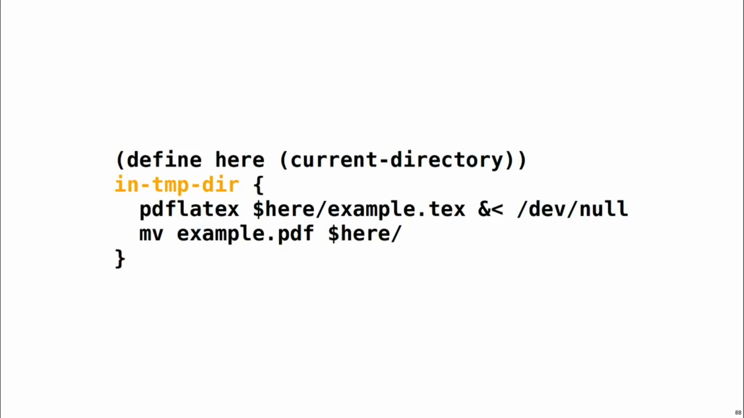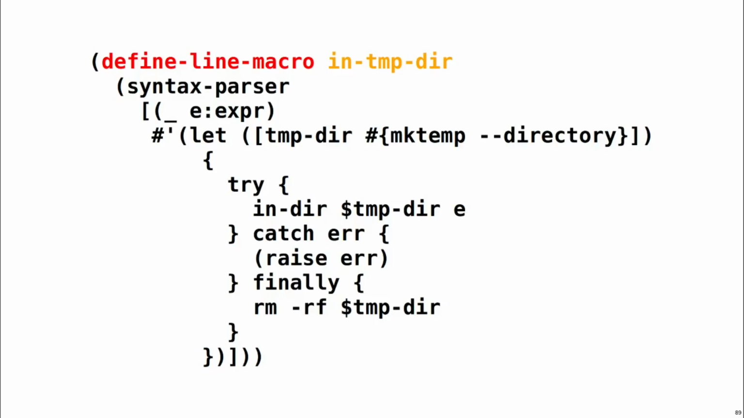So how does that work? Here's the definition of the in tempter line macro. If you don't know the details of writing Racket macros, that's fine. The key thing I want you to take away is that the body of this macro allows us to reuse that big chunk of code from our previous version, capturing and allowing us to reuse that pattern.